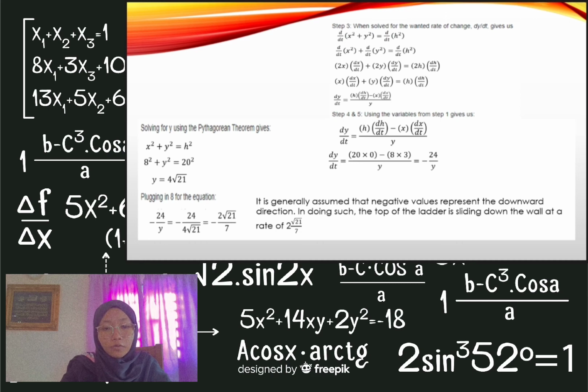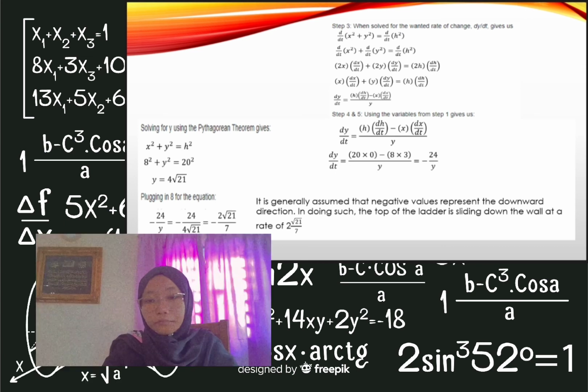Negative 24 over y equals negative 24 over 4 square root 21, which equals negative 2 square root 21 over 7. It is generally assumed that negative values represent the downward direction. In doing so, the top of the ladder is sliding down the wall at a rate of 2 square root 21 over 7 meters per second. Okay, that's all from me. Thank you.